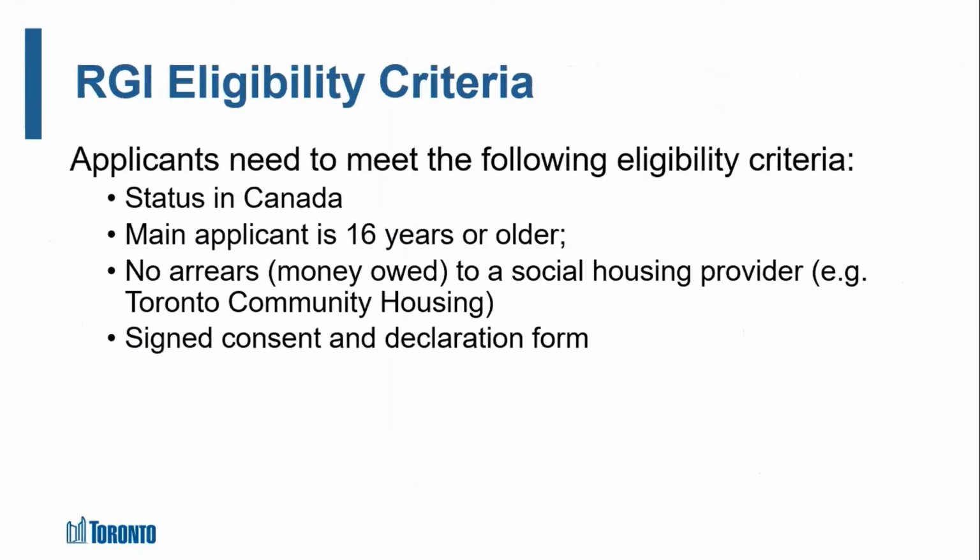The eligibility criteria for rent geared to income: applicants or the head of household need to meet at least these eligibility criteria. So the first would be providing status in Canada. The second, the main applicant is 16 years or older. The household owes no arrears to any social housing provider, for example, Toronto Community Housing, and they submit the signed consent and declaration forms.